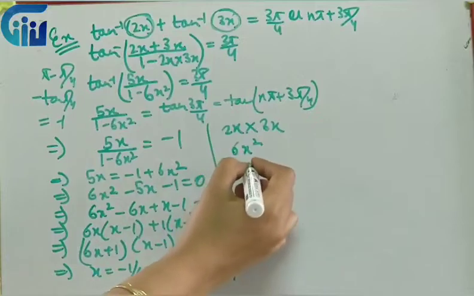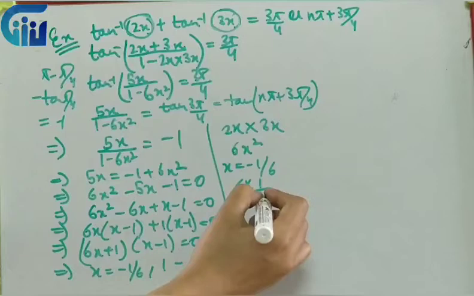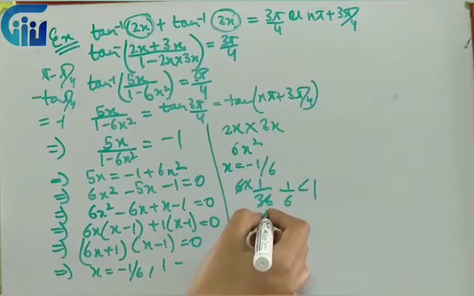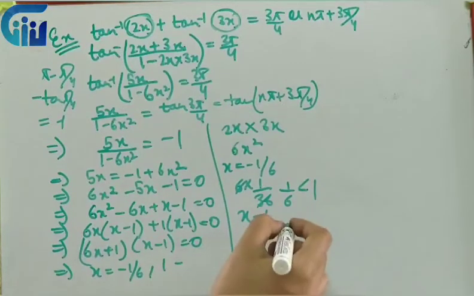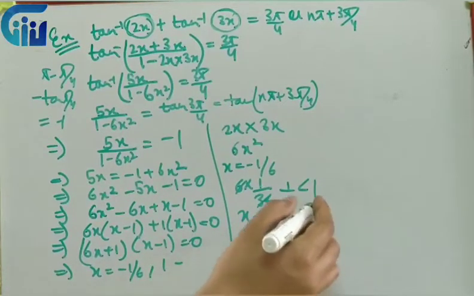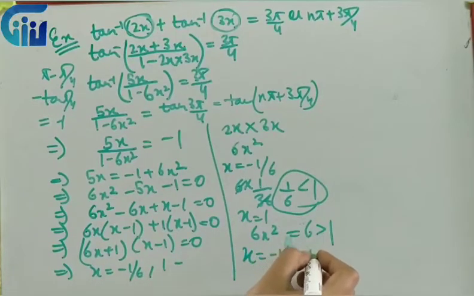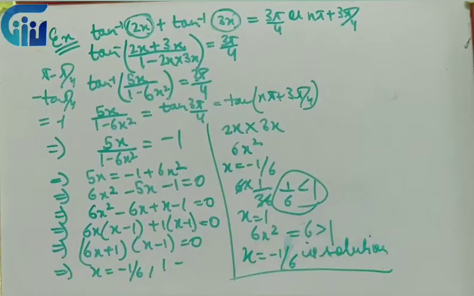So now if I put x as minus 1 by 6, it will be 6 into 1 upon 36, which is 1 upon 6, which is less than 1. If I put x as 1, it will be 6x square, which will be equal to 6, which is greater than 1. It means this condition is satisfied only for x is equal to minus 1 by 6. So x is equal to minus 1 by 6 is the solution. Right? So this is how you have to verify.